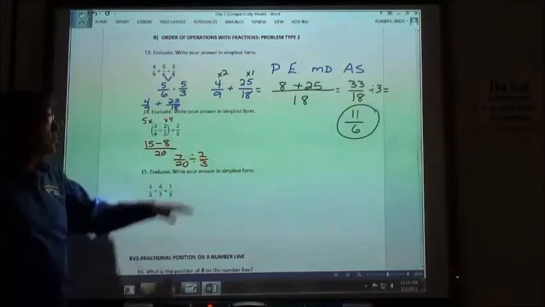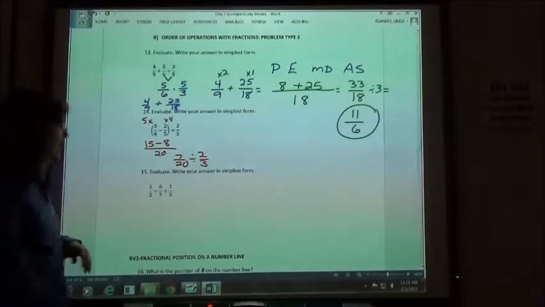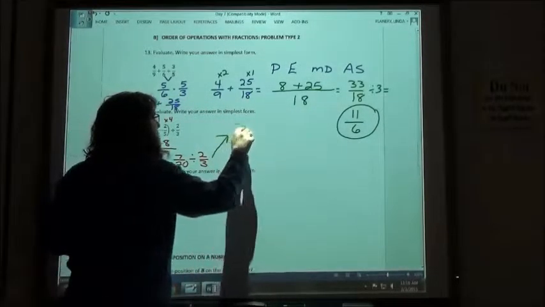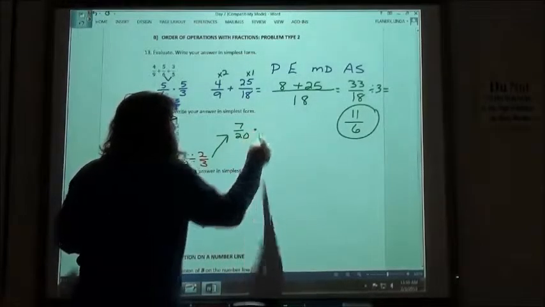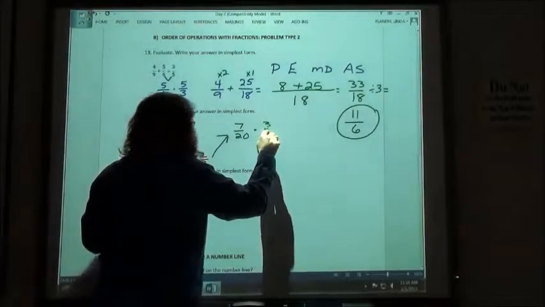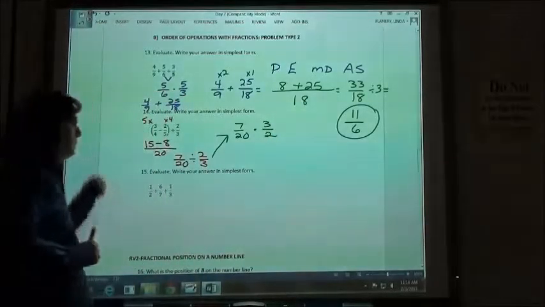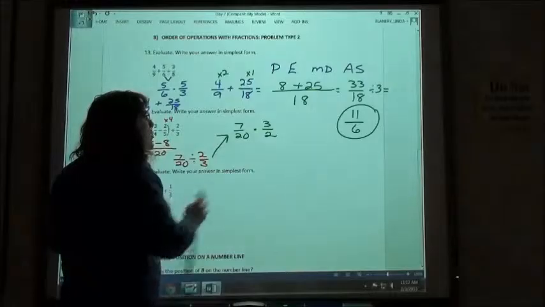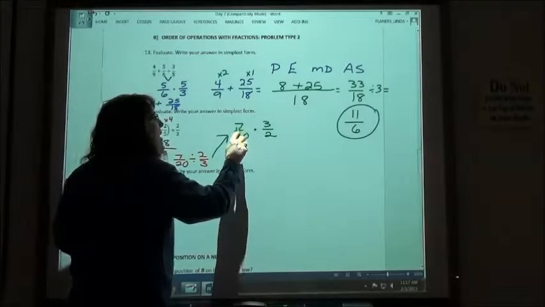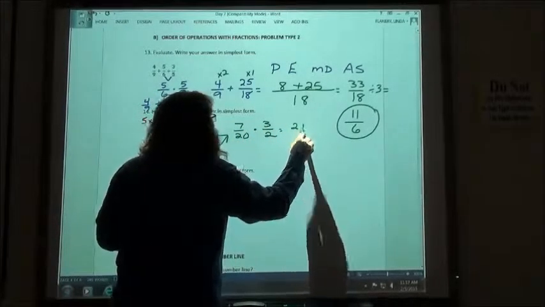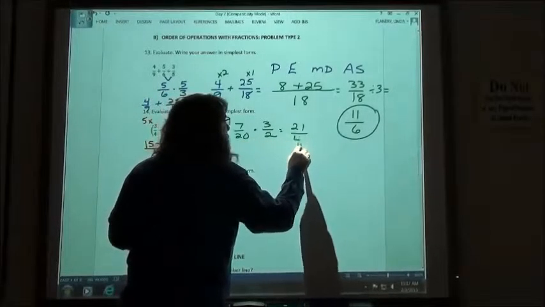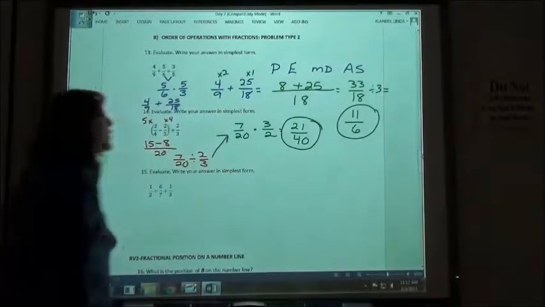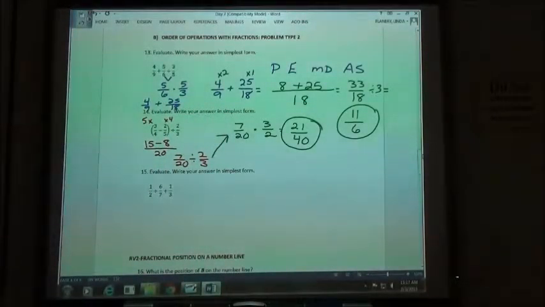7/20 divided by 2/3, I have a division. Since I'm dividing, I have to invert and multiply. So I'm going to do 7/20 times the reciprocal, 3/2. I can't reduce the 7 and the 2. I can't reduce the 3 and the 20, so I just go ahead and multiply. 7 times 3 is 21. 20 times 2 is 40. I can't reduce that fraction, so 21/40 should be my answer in simplest form.